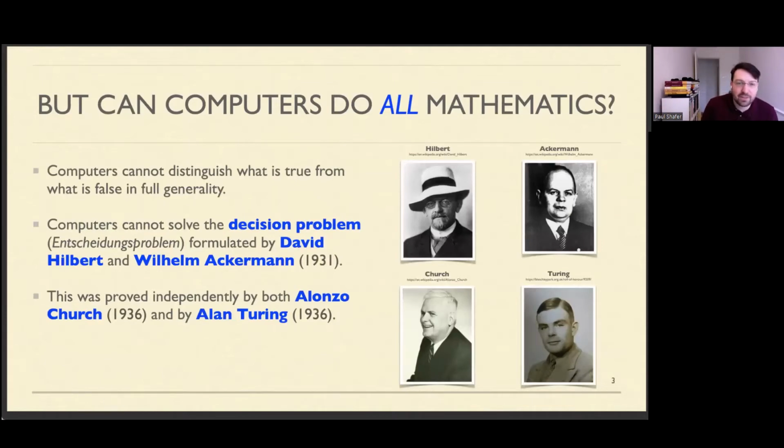What computers have trouble with is, in general, determining what sort of mathematical statements are true and what sort of mathematical statements are false. So what I want to talk about today is that computers cannot solve the so-called decision problem, which was formulated by David Hilbert and Willem Ackermann in the 30s. And that this decision problem could not be solved by computers was proved by two mathematicians independently, very closely around the same time. One, Alonzo Church in the US, and then we're going to talk about today also Turing in the UK.